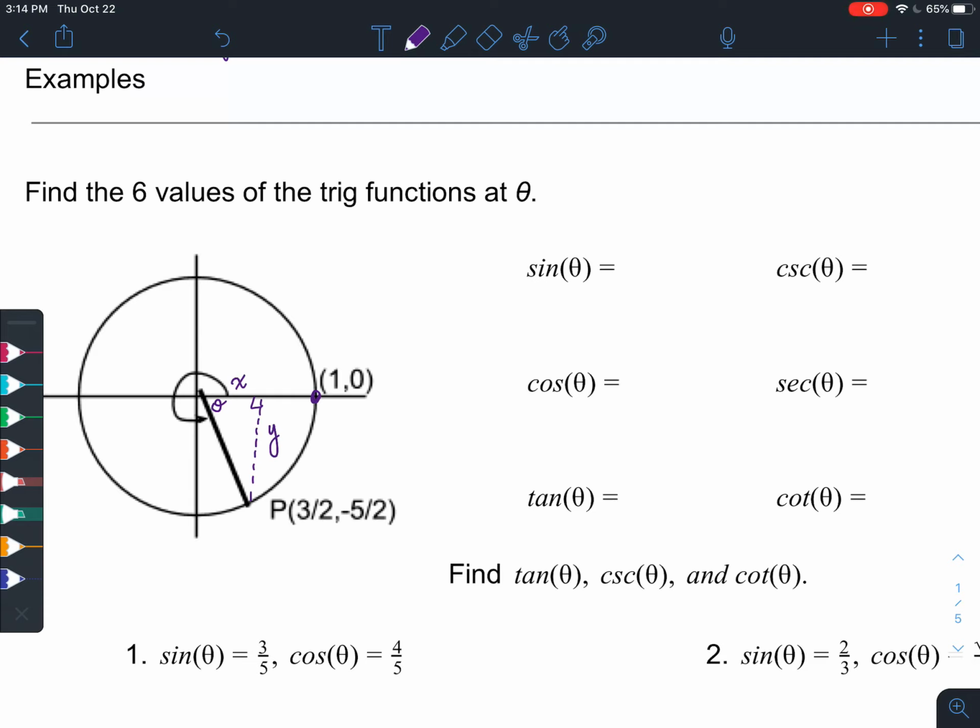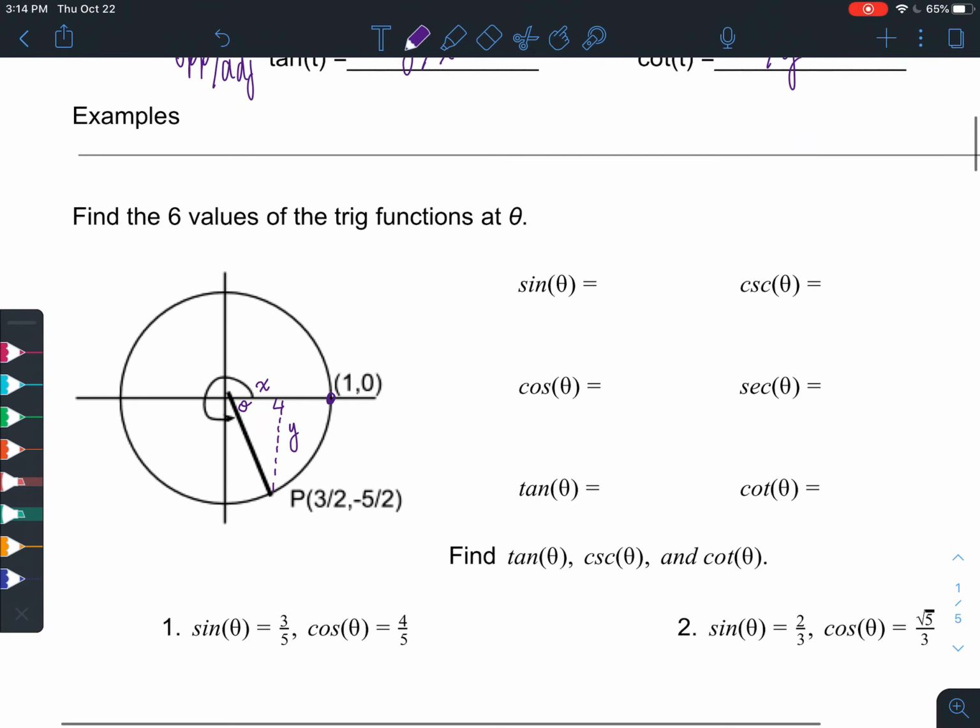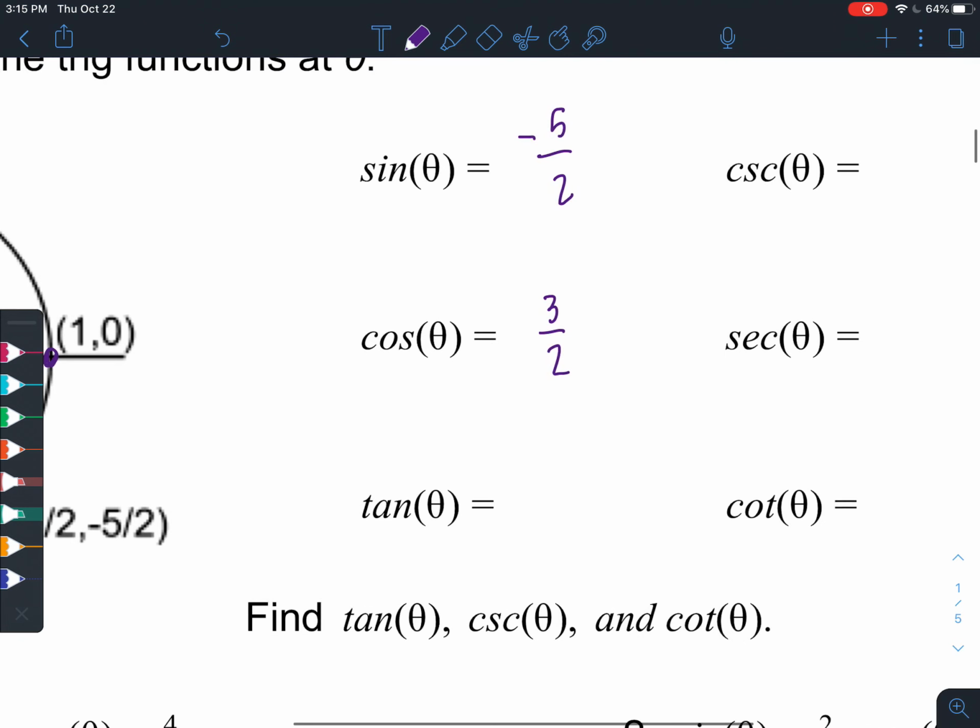So our opposite side is y, or -5 over 2, and our hypotenuse is 1. So for sine, we get -5 over 2. Cosine is then x, so it's 3 over 2. Tangent is sine over cosine, or y over x. So it's going to be -5 over 2 over 3 over 2, which is the same thing as -5 over 3, if you simplify that.